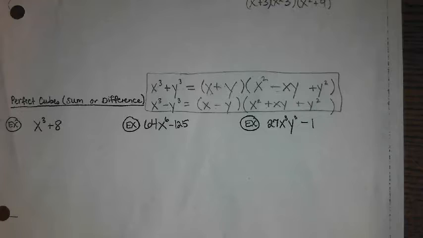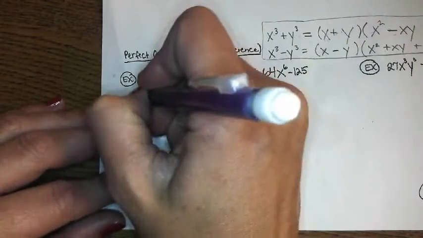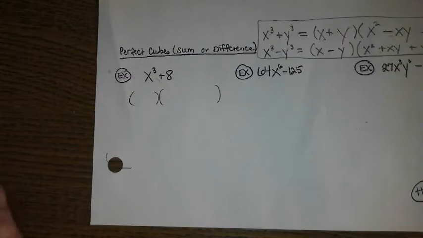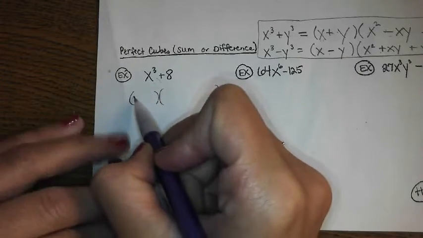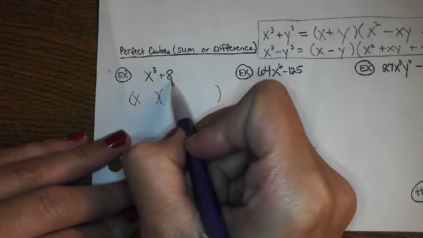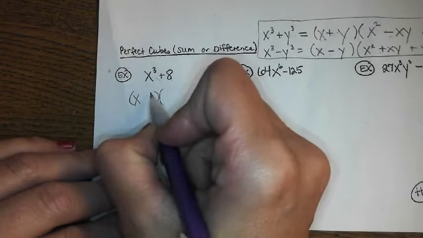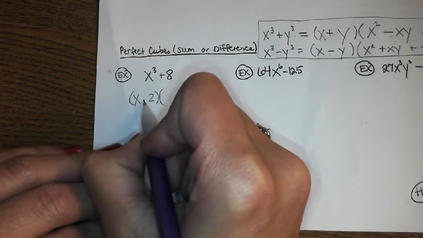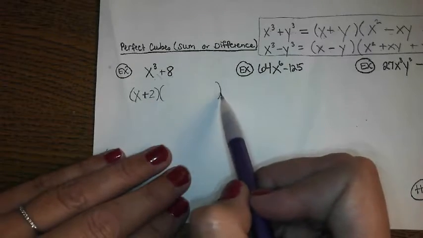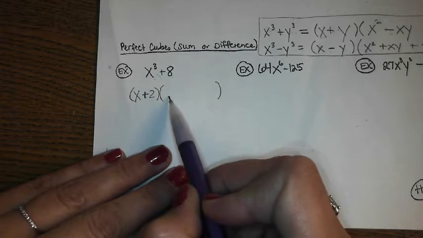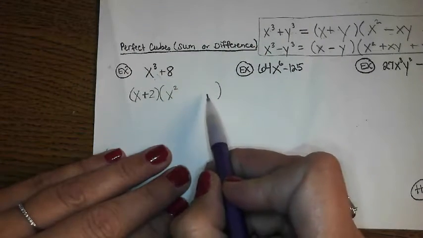Capiche? Okay? So let's put it into action. This is the sum. Set up your binomial times your trinomial. What's the cubed root of x cubed? X. What's the cubed root of 8? What multiplies by itself 3 times to give you 8, McKenna? 2. And what sign do you want to use, McKenna? Plus, because it started off as plus. Now, jumping to my trinomial, Micah, what's the first term? X squared. Jordan, what's the last term, do you think?